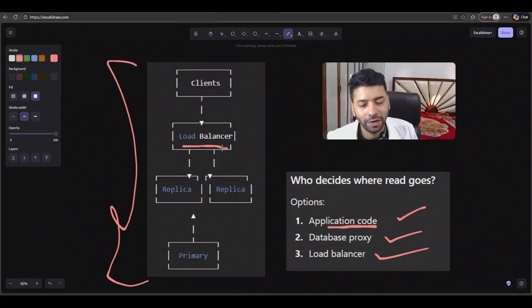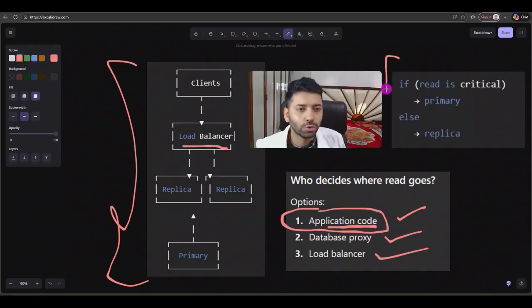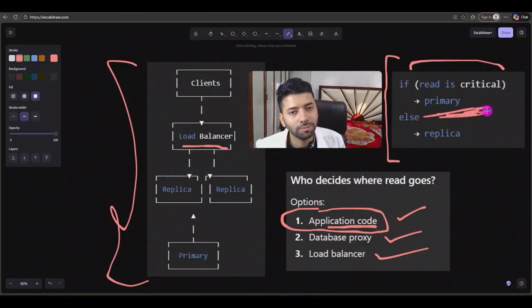Okay, we said load balancer is quite common, right? And there can be a database proxy, but there is one more option, which is the application code. So basically, using something like this in the application code, you can redirect to the primary machine instead of the replica. So if the read is critical, you are making it go to the primary machine.